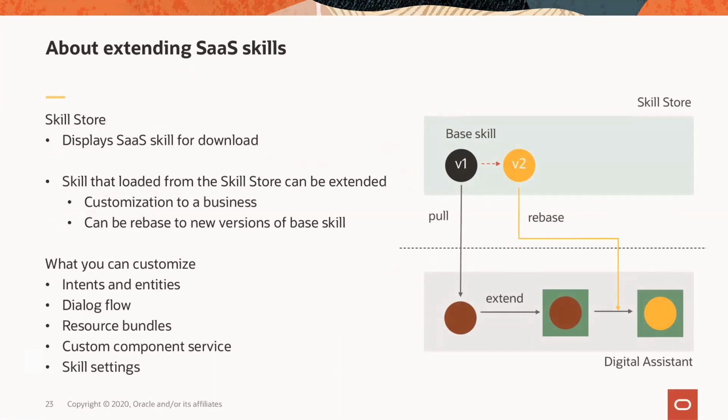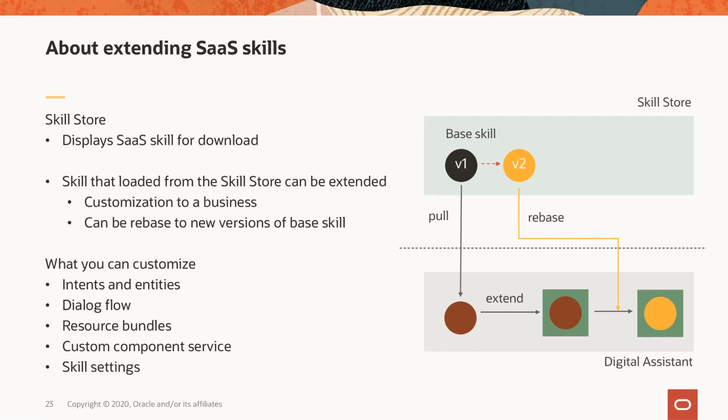Now you can keep it as is and use it as is, or you can version it, in which case you can rebase. That is like creating your own version of the skill. That means you can further develop it: you can add intents and entities, change the dialog flow, change custom components, and change skill settings if you want.